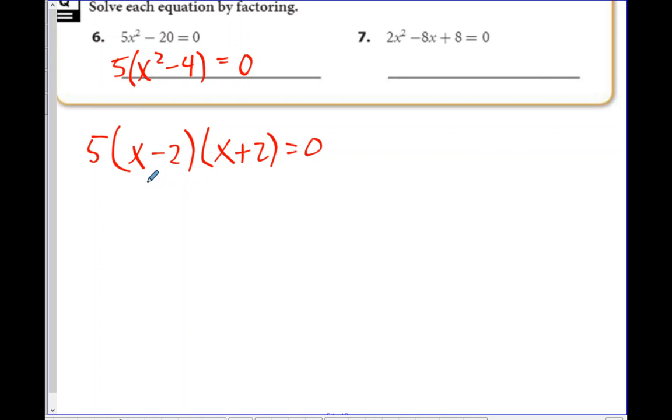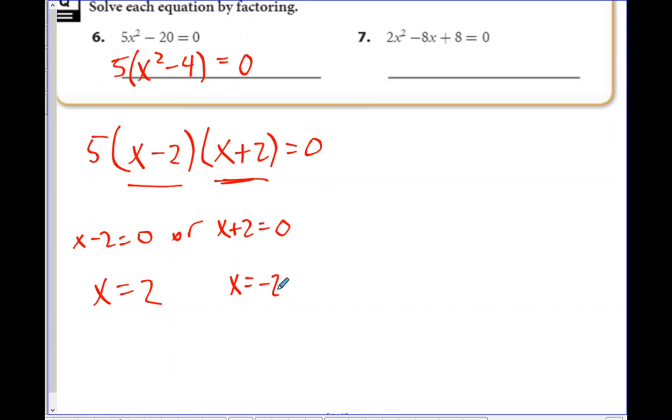Since it's all equal to 0, we can use the zero product property, so we know then that x minus 2 is equal to 0, or x plus 2 is equal to 0. So then when you solve each of these, on this one you get x equals 2, and when you solve this one, you get x equals negative 2. So there are your solutions.